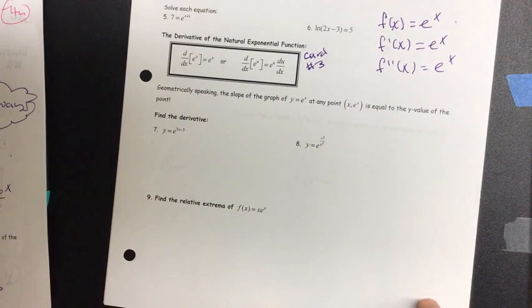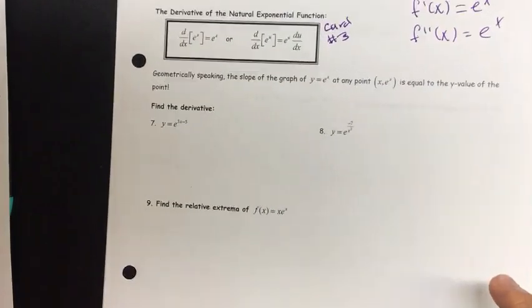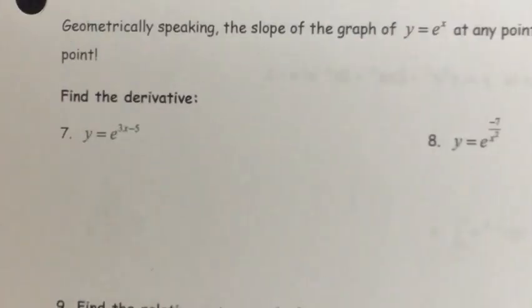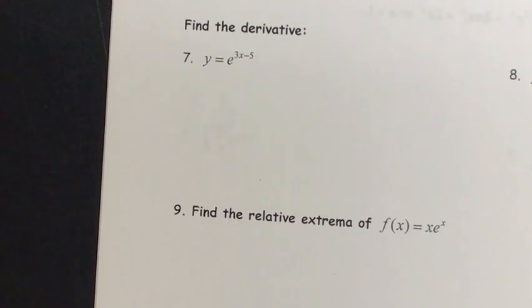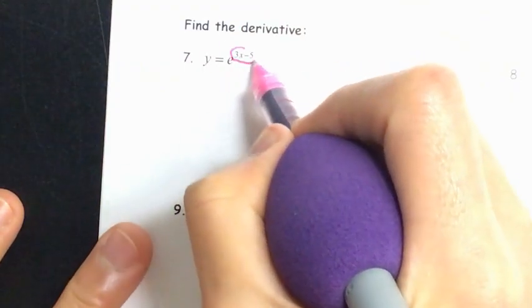So let's go ahead and apply that on number 7. Let's see if I can zoom in. Can you guys all see that okay? All right. Let's start by circling our power. So my power is this guy right here.